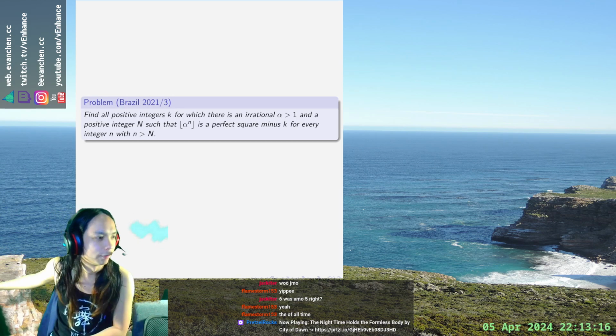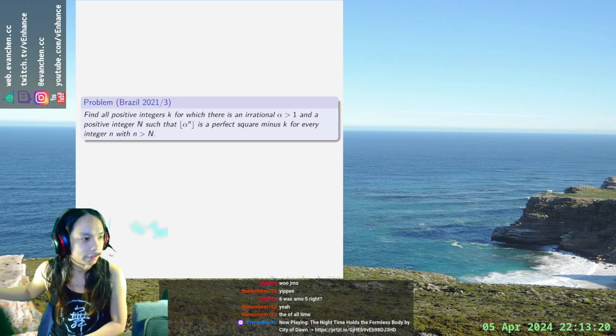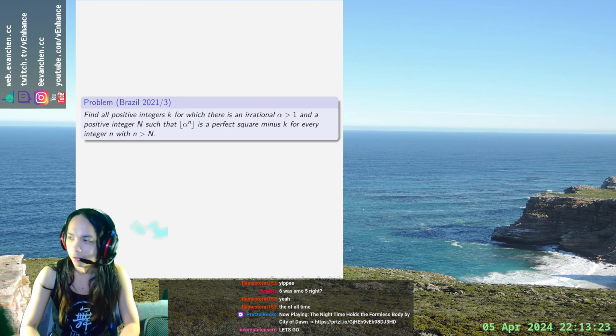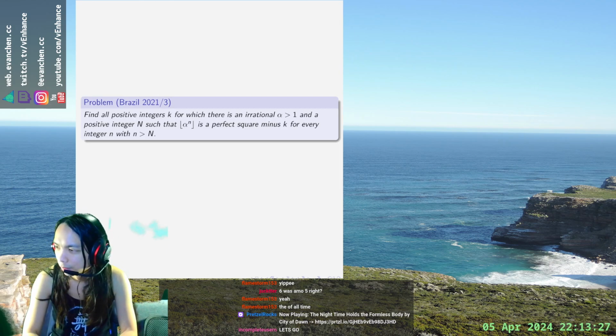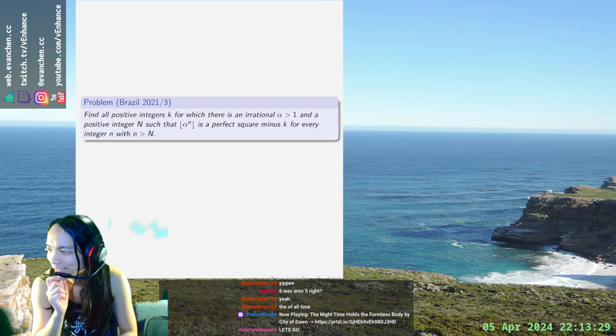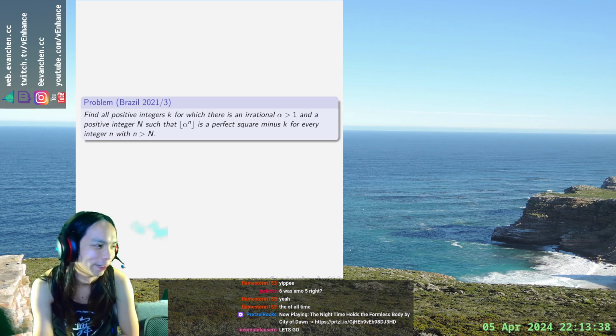Okay, everyone, welcome back. This is Brazil 2021 problem 3. You have irrational alpha greater than 1 such that alpha to the n is k less than a square.